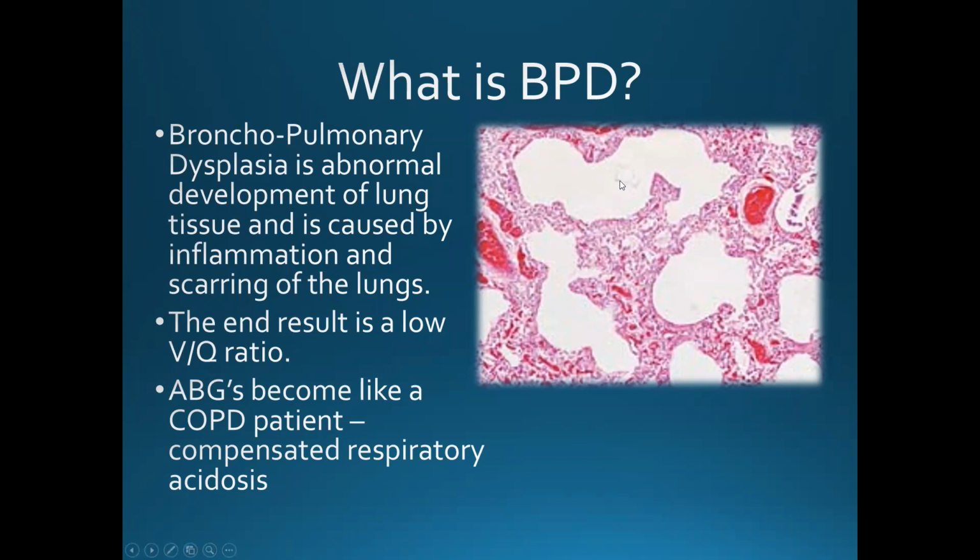And then here you can see how you've lost your alveolar walls, and now you've got several alveoli together instead of all separate. ABGs become like a COPD patient where they have a compensated respiratory acidosis. That's a test question. You have to remember that.